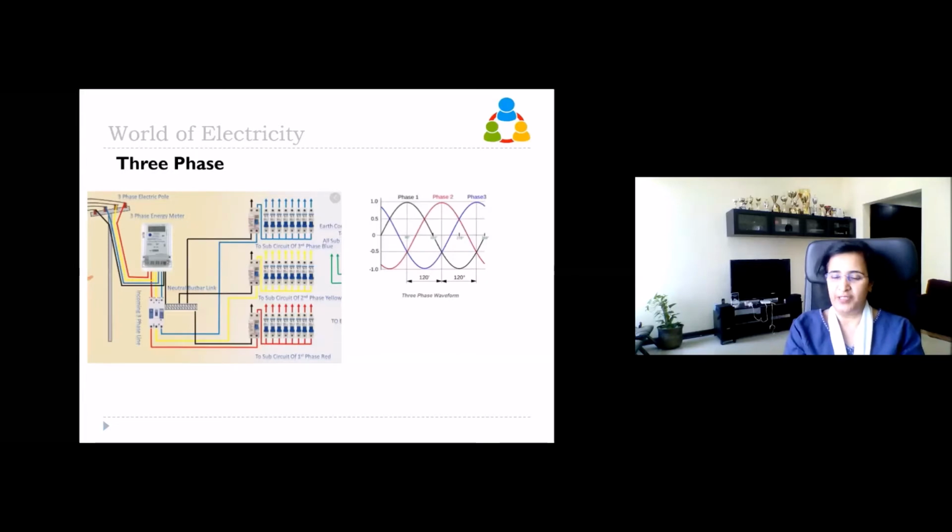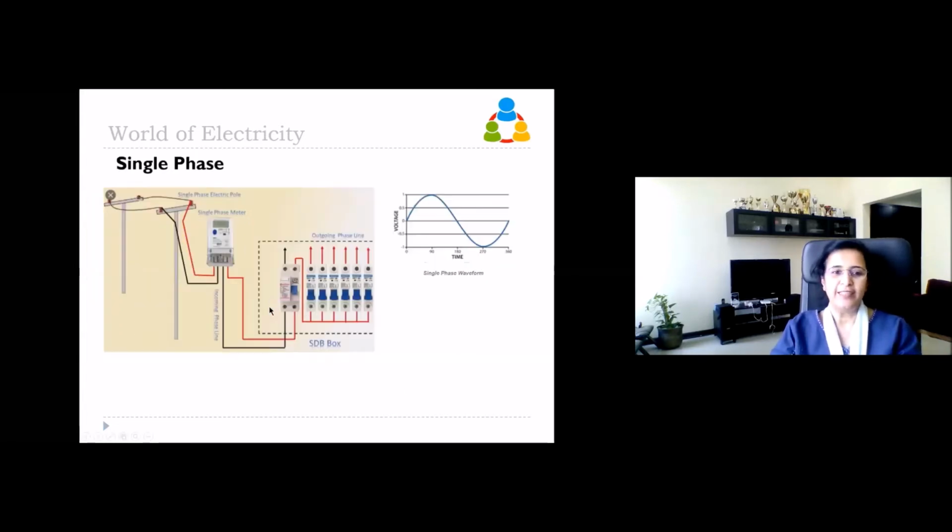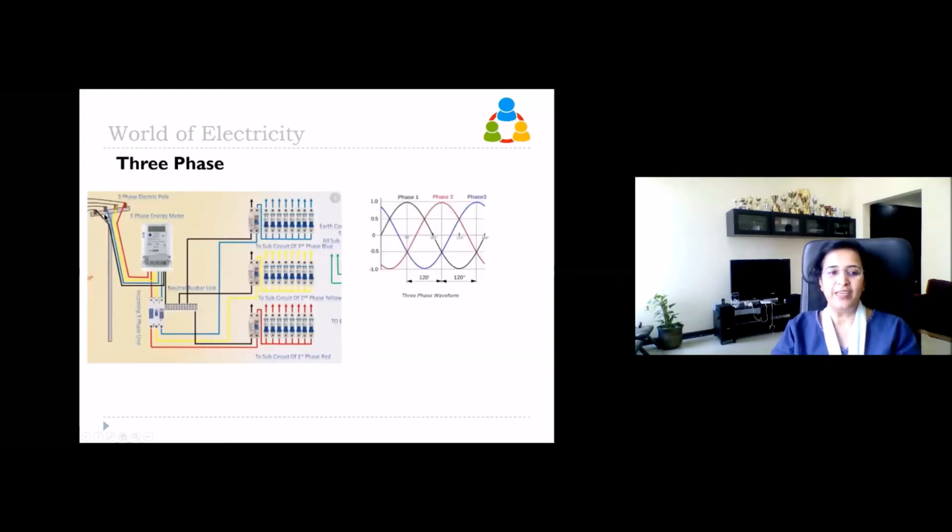Now what happens in a 3-phase? If you see in the single phase, there are only 2 wires coming in, and 2 wires going out to our equipment, and for each one it is only 2 wires. But in 3-phase, you see red, yellow, blue wires.